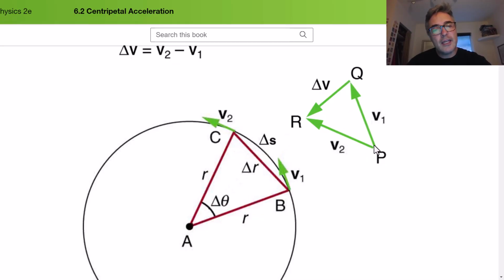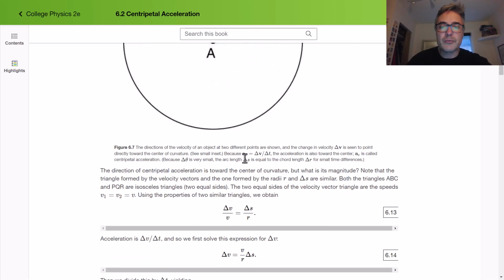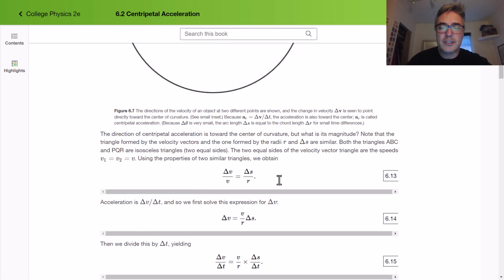So you would say that the velocity has changed by delta V. V1 plus the change in V equals V2: the initial velocity, the change, and the final velocity here. This change, delta V, is towards the center of circular motion, and that's going to give you some acceleration. Delta V divided by delta time is the acceleration, right? This is called centripetal acceleration, acceleration towards the center of circular motion. We call it a sub c, delta V over delta t.